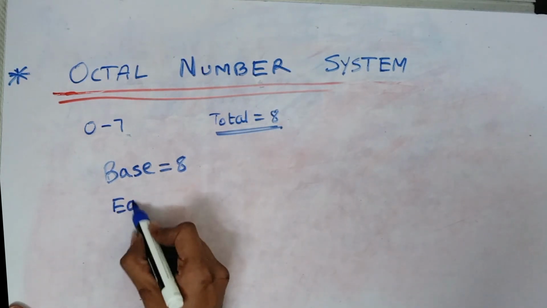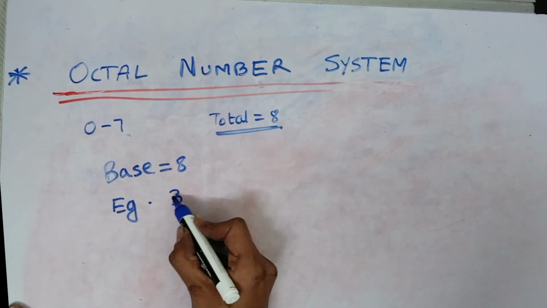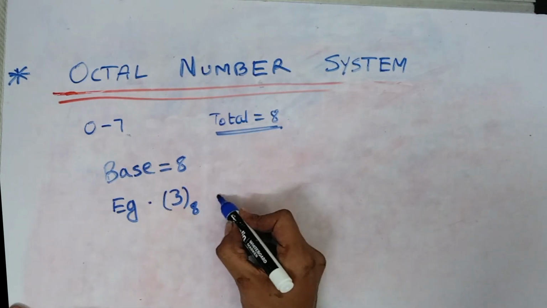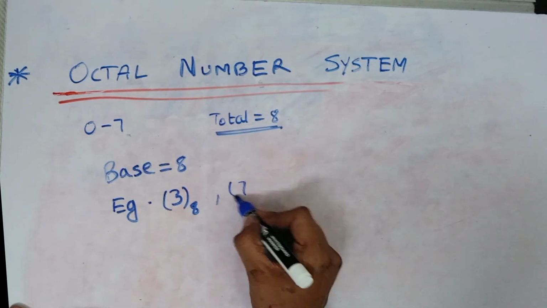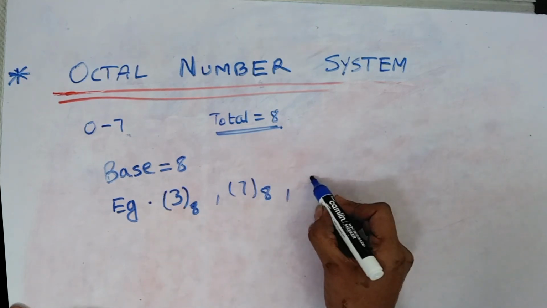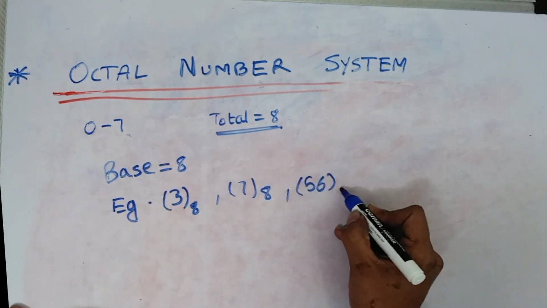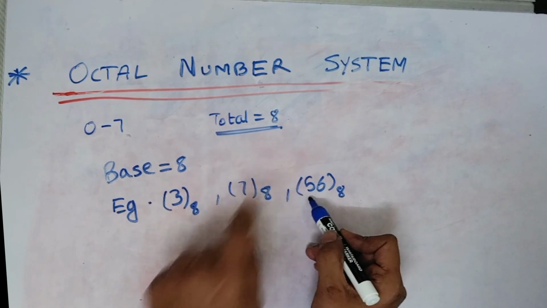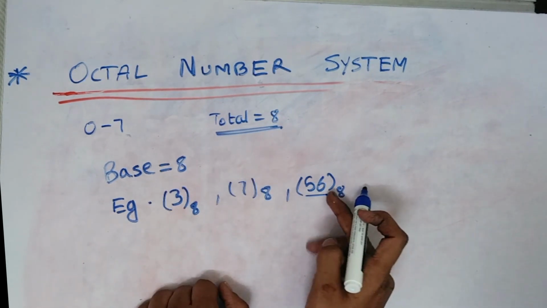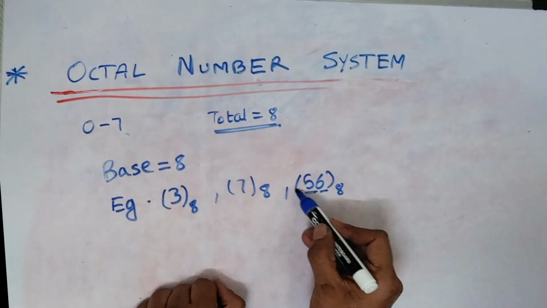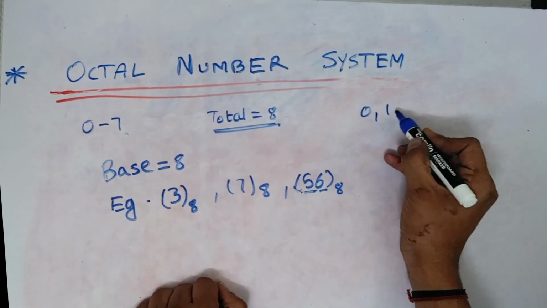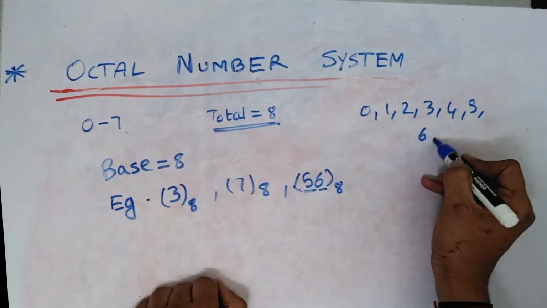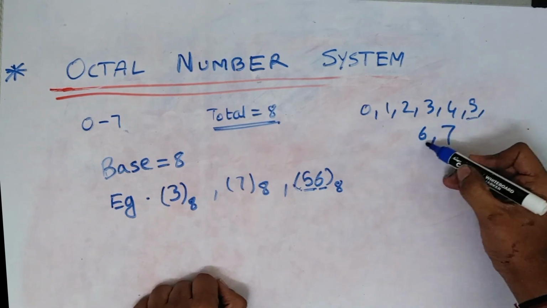So for example, if I say the number 3, this is an octal number. Similarly, if I say 7, this is an octal number. If I say 56, this is an octal number too. Now always remember that 56, you would say it is greater than 8, but we are not counting it as 56, we count it as 5 and 6. So 5 and 6 are in the list of the octal number system, which is 0, 1, 2, 3, 4, 5, 6, 7. So you can see 5 and 6 here.